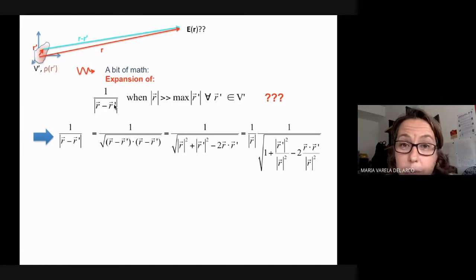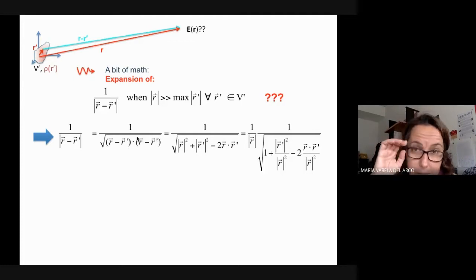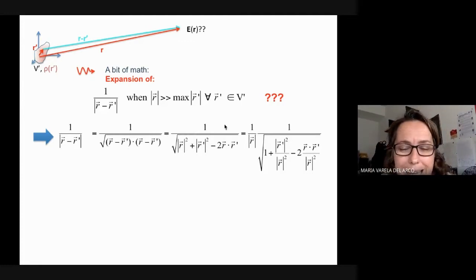As a matter of fact, we can rewrite the modulus of this vector, R minus R prime, as the square root of the dot product of R minus R prime vector times R minus R prime vector, right? And if I just operate this product, what I can get easily is the modulus of R squared plus the modulus of R prime squared minus twice R dot R prime, just by operating term by term this product. And then what I can do is just take a factor equal to 1 over R modulus out of the square root by basically rewriting the square root like this.